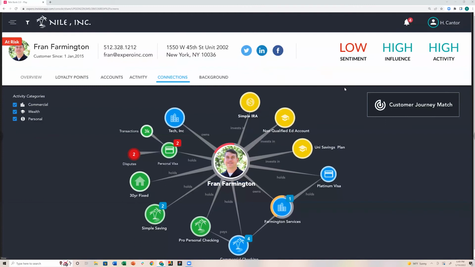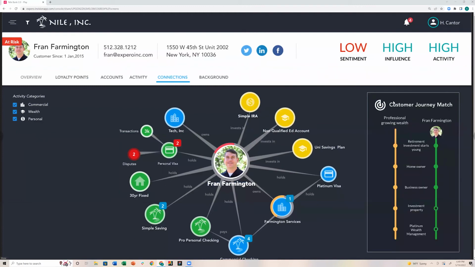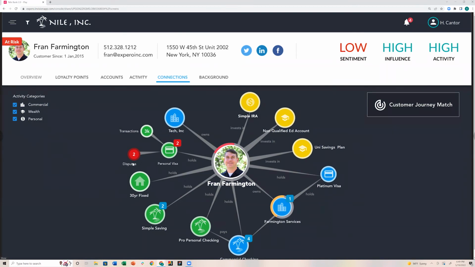And now perhaps I want to look at a journey map. Fran has multiple lines of business. We can see that he's got commercial, wealth, and personal. And his customer journey match, which again is another algorithm that we can run in TigerGraph, says there is a high propensity for him to spend more with our firm. But we do see here that there is indeed a low sentiment. We see that there's a credit card dispute.